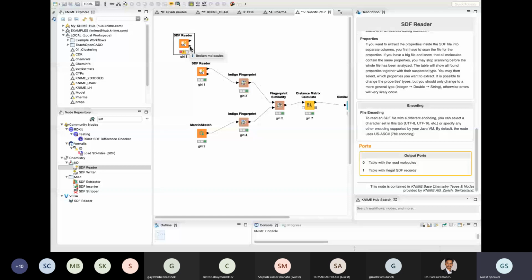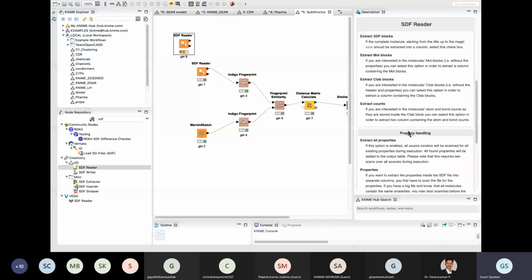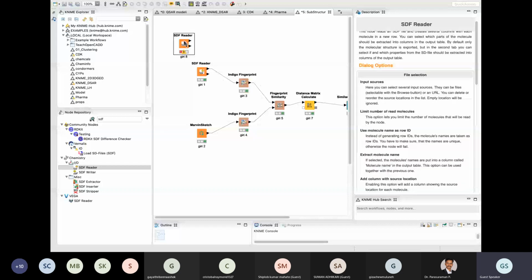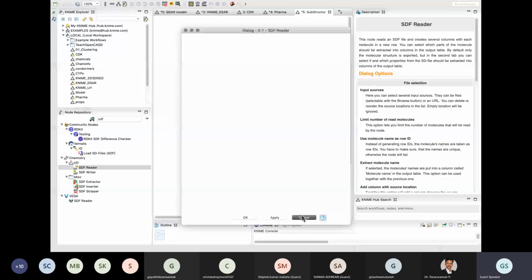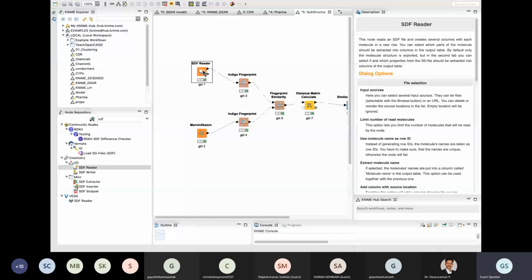So by going through this, we will get to understand what is the input, what is the expectation, what is the property handling. All those things will be understood from here. If you want to delete, just click the right button and say delete. Now let us see what is this here. Just double click on it or click the right button and say configure. Both go to the same window.